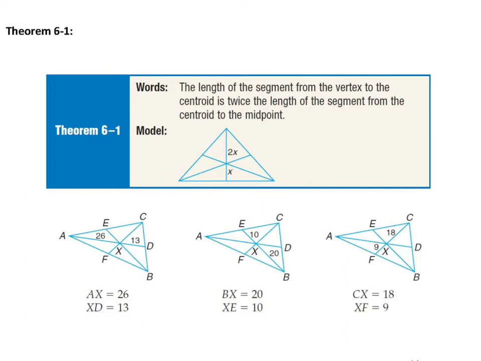Likewise, in the next triangle, ABC again. However, we're looking at median BE. Since all of these medians intersect at centroid X, the length BX is 20 and should be twice the length of XE, which is 10. Looking at the third median within triangle ABC, centroid X breaks median CF up into a 2-to-1 ratio, such that CX is twice the length of XF.